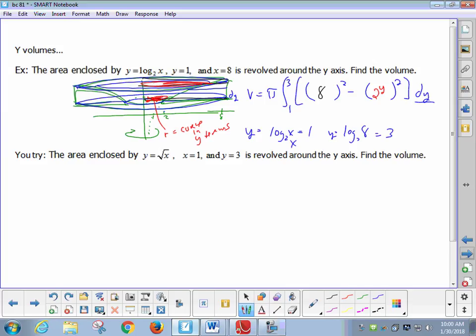Try this one on your own, please. Try this one on your own. I'm okay if you use your calculator for this one. Typically, if you revolve around the y-axis, you want to leave good room on the left-hand side of the origin.